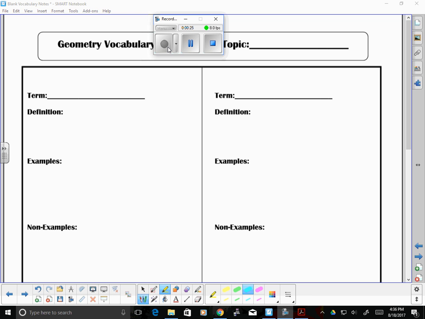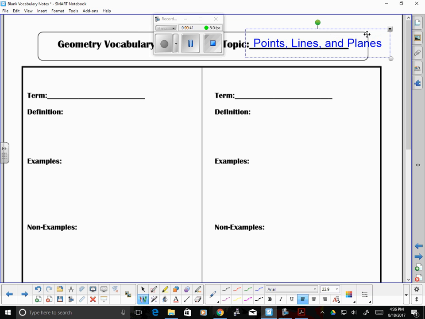Notice we've got a topic up here. What I want you to do is put in the topic that our topic is points, lines, and planes. That's what we're learning about. Okay, see if you can squeeze that in there.